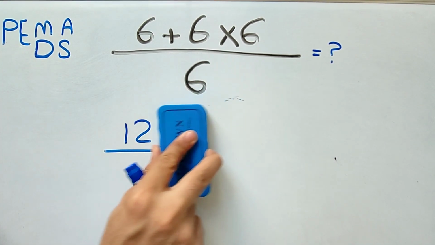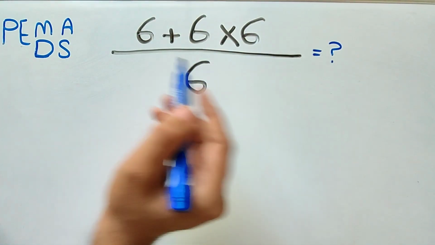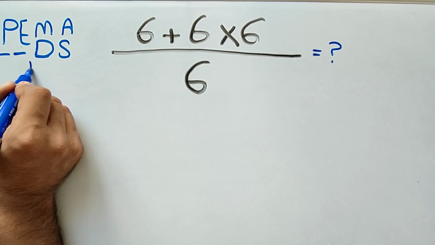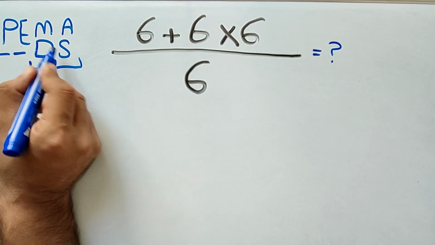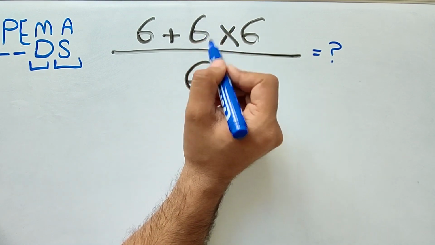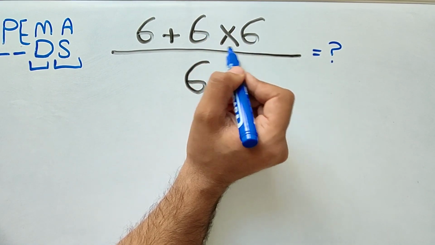According to the rules of mathematics, PEMDAS, we have to solve this expression in this way. First, parentheses, then exponent, then multiplication and division, and then addition and subtraction. According to this rule, we have one multiplication here that we have to solve first.